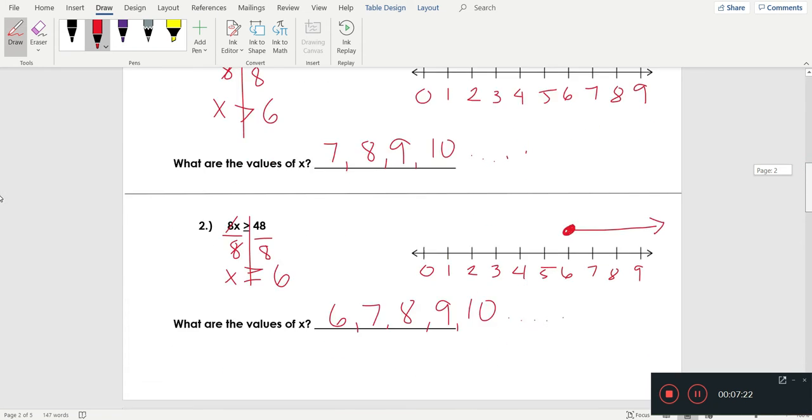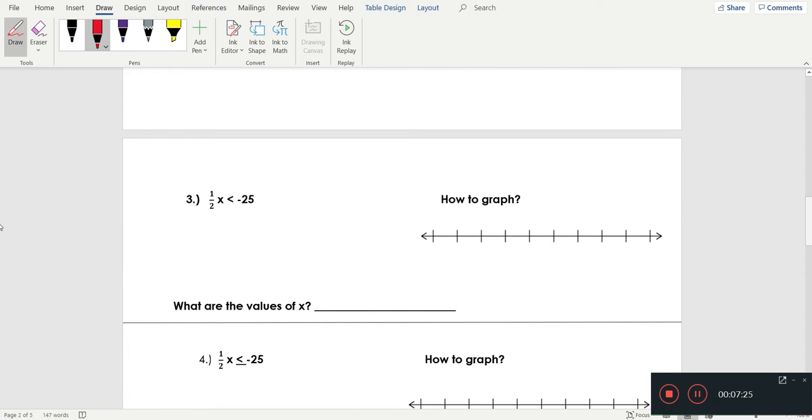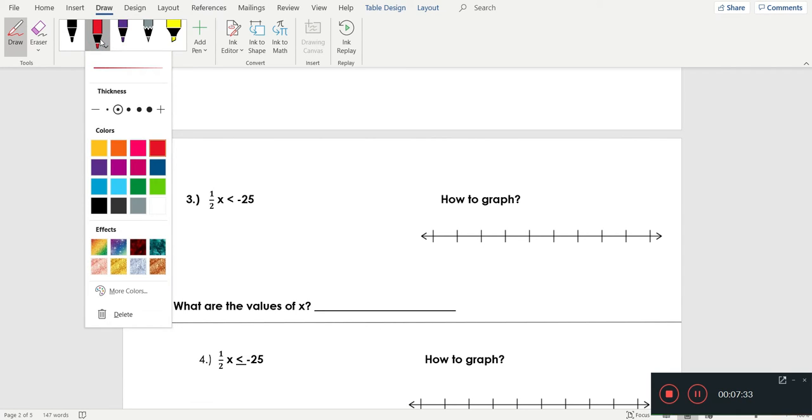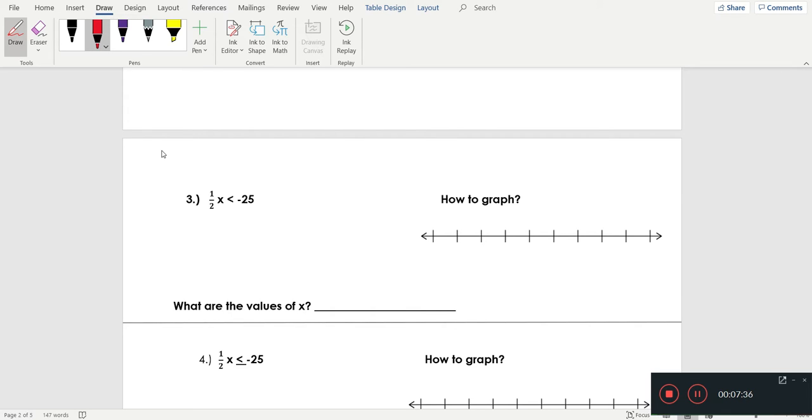Okay? So let's now have a fraction here. So 1/2 x is less than negative 25. For this kind of equation, you're going to just multiply both sides by 2, right? So I cancel the 2. I have the value of x less than negative 50. So therefore, what's the value of x? x is less than negative 50.